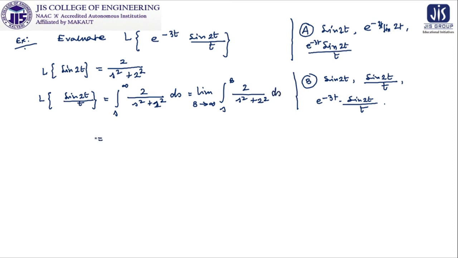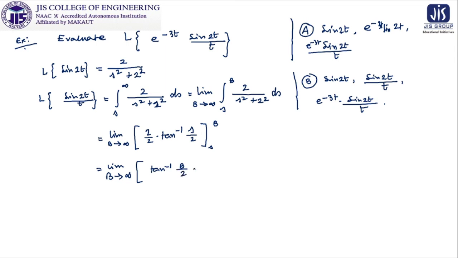So in the next line we can write, after putting the lower limit and the upper limit here, it will be 2 by 2. I am doing the integration directly. It will be tan inverse s by 2 from s to b. So limit b tends to infinity, tan inverse b by 2 minus tan inverse s by 2.